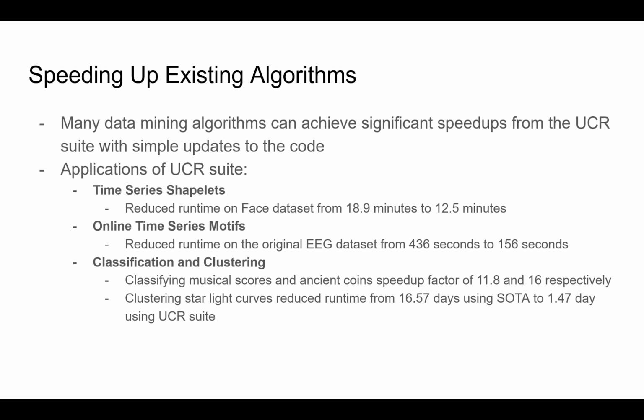UCR was also applied to some classifying and clustering algorithms. Classifying musical scores and ancient coins had a speedup factor of 11.8 and 16 respectively, and clustering starlight curves had a reduced runtime of only 1.47 days compared to 16.57 days originally. These results show just how versatile the UCR suite is, while only requiring simple copy and paste updates to the code.